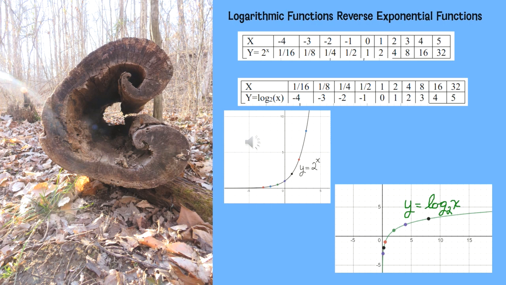Remember that negative exponents are defined as the reciprocal. So when x is negative 4 for 2 to the x, you get 2 to the negative 4 power, which means 1 over 2 to the 4th, or 1/16. So when I plug negative 4 into the exponential function, I get an output of 1/16. If I plug in negative 3, it'll be the reciprocal of 8. So it'll be 1 over 8, or 1/8, etc.